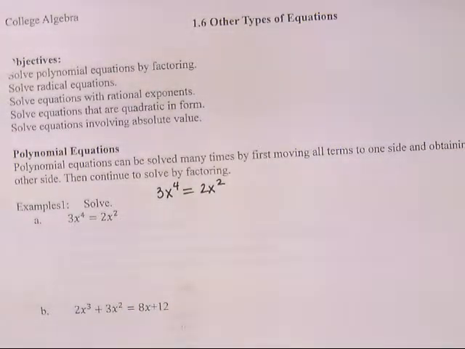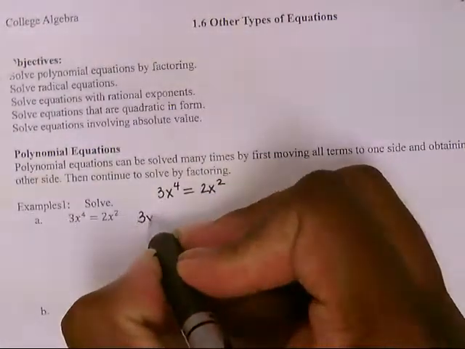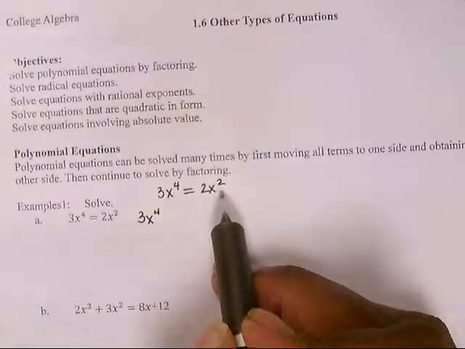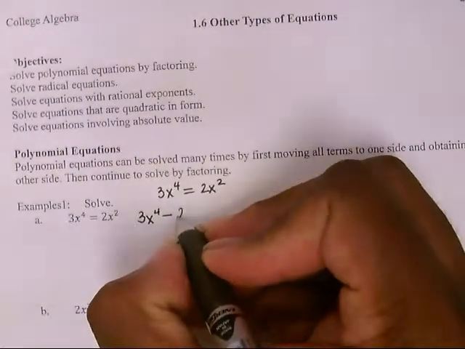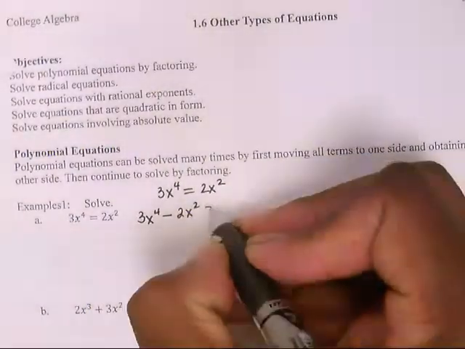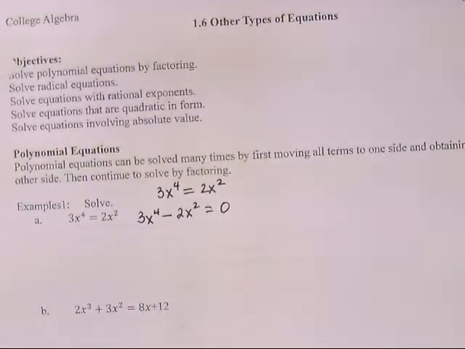Now with that particular problem, what you'll have to do is move the 2x squared over to where the 3x to the fourth is, so that way you'll get a 0 on one side of the equation. Now when the 2x squared goes over to the other side, it changes sign. So it changed to a minus 2x squared. And then I have a 0 on the other side. So I got 3x to the fourth minus 2x squared equal to 0. And what I'm going to try to do here is factor the left side.